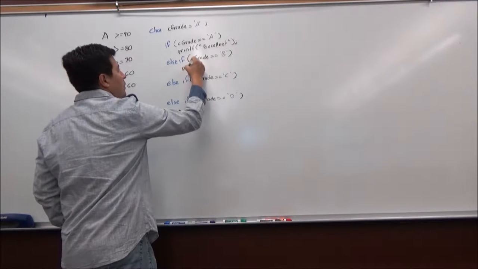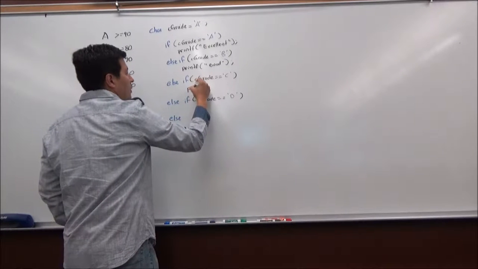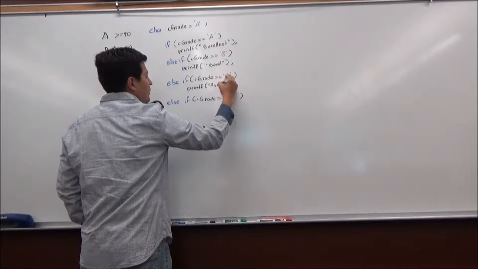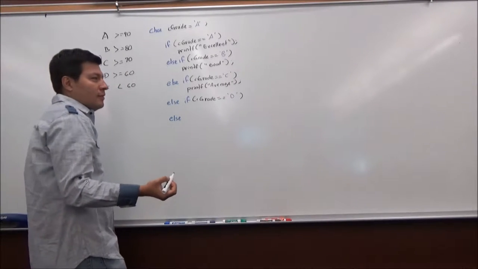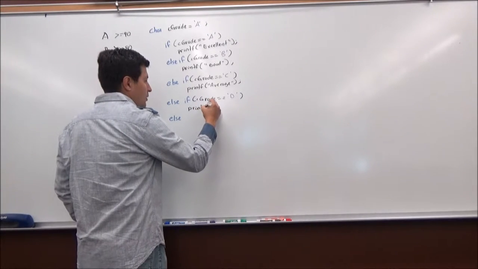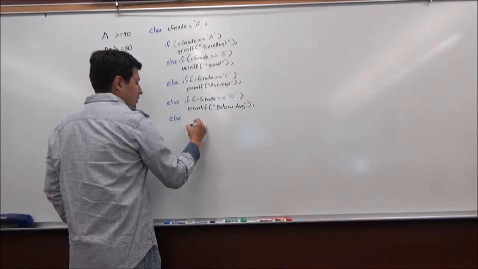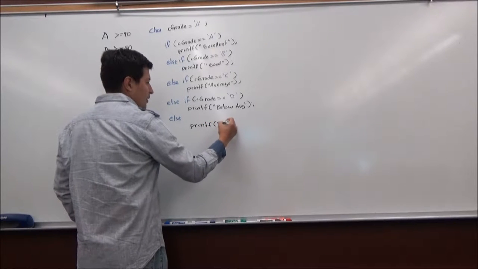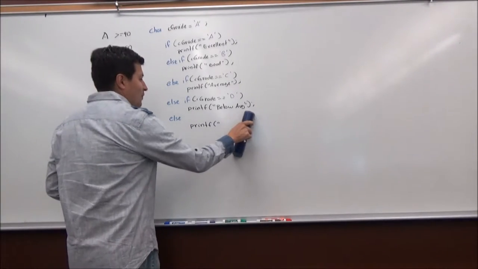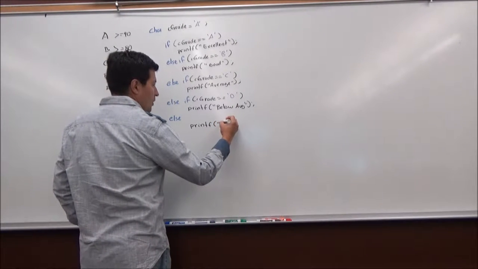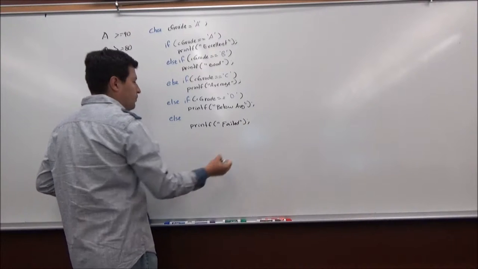If you got a B, you're good. And then C, you're just average. Another word for average is mediocre, right? Isn't that synonymous? I ask because English is not my first language. So, below average. And if you got an F, you fail. Whatever.